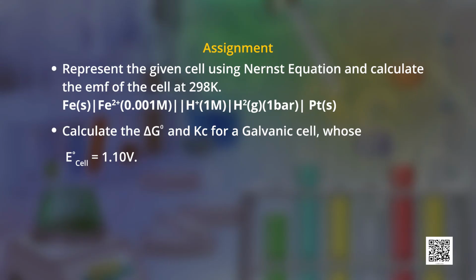I hope you have understood the concepts explained in today's discussion. Before we conclude this discussion, let me leave you with an assignment. You are expected to apply the understanding from today's discussion and solve the two numericals. Represent the given cell using Nernst equation and calculate the EMF of the cell at 298 Kelvin. And the second numerical is to calculate the delta G naught and Kc, that is the equilibrium constant, for a galvanic cell whose E naught cell is equal to 1.10 volt.